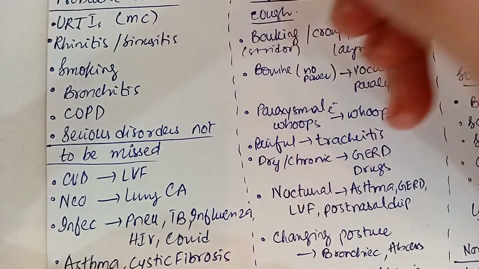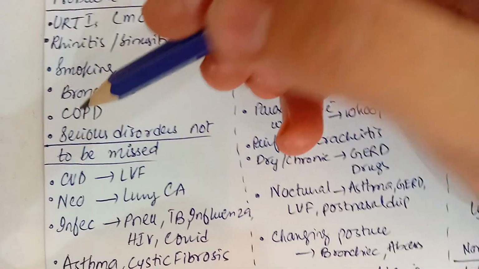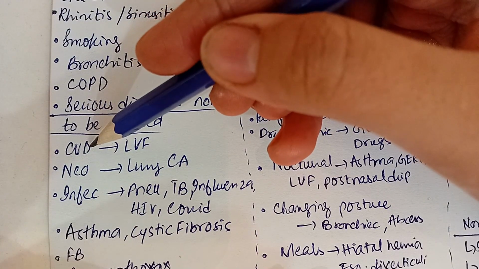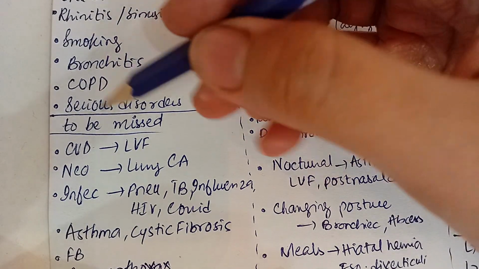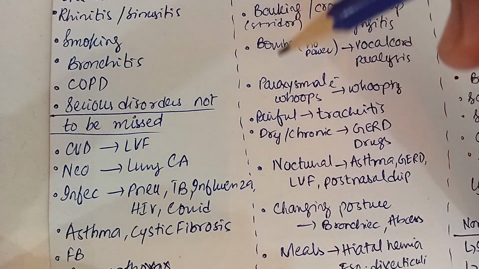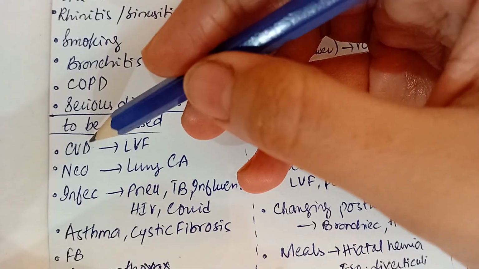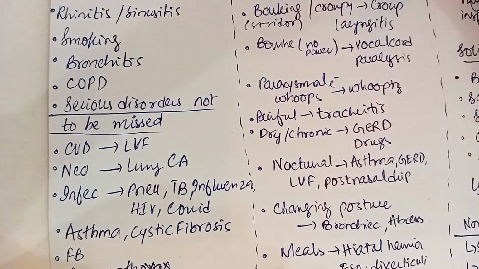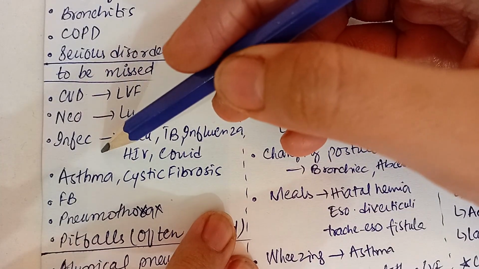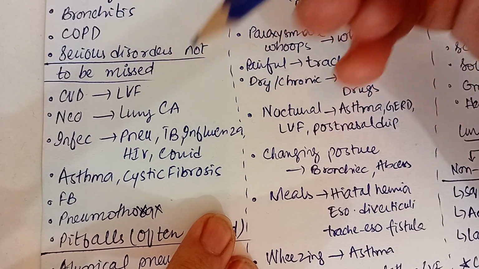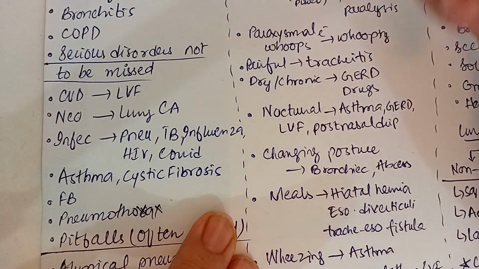Some serious disorders which should not be missed, which can lead to lethal outcomes and mortality, include, number one, cardiovascular disease. The patient can get cough when he has left ventricular failure, due to which he has pulmonary edema. The patient can get cough in later stages, and the cough would be dry. Then we have neoplasia. Lung cancer is also a very serious cause of cough, and the cough would be progressive and worsening in nature.